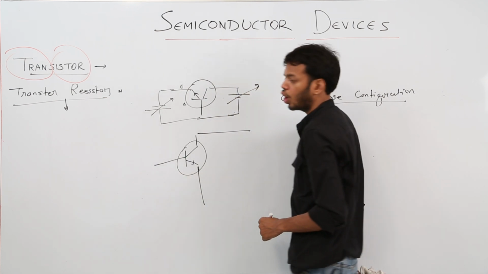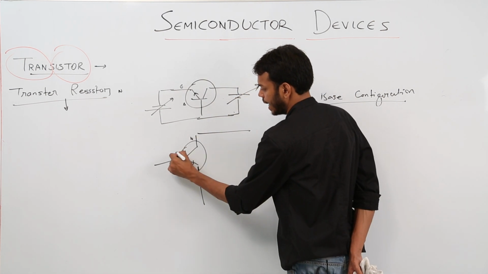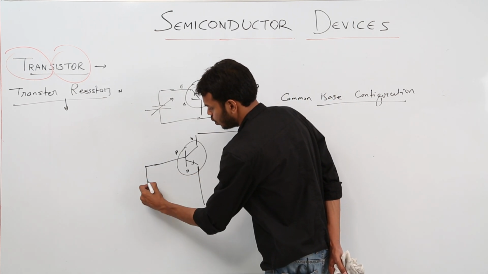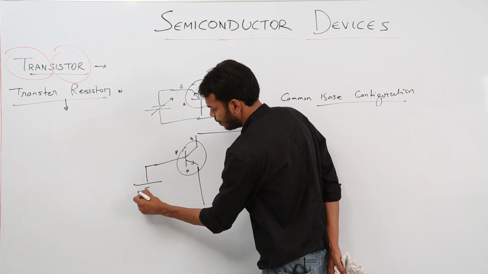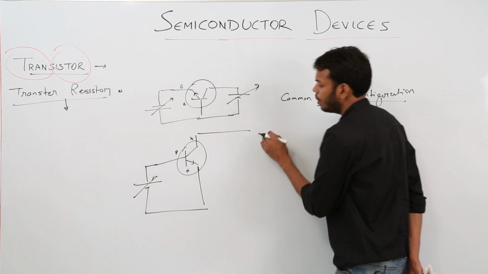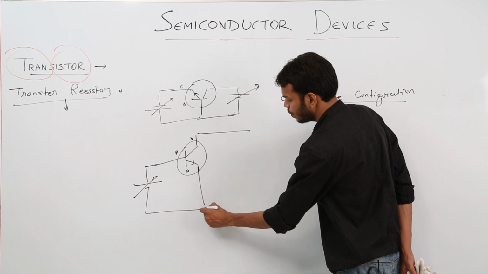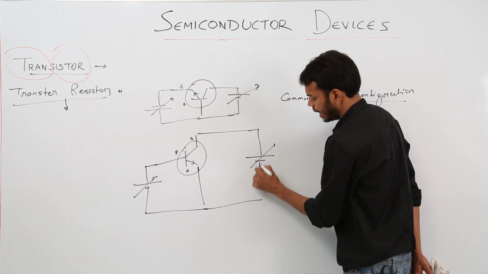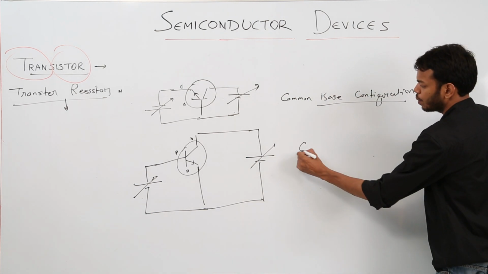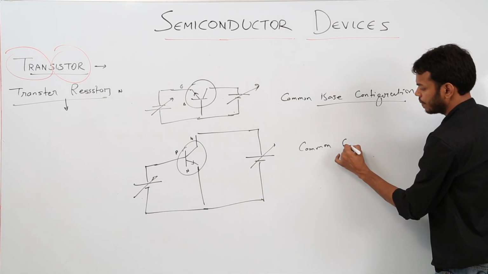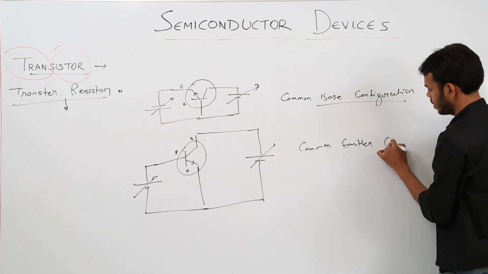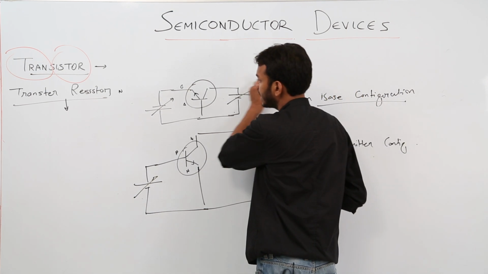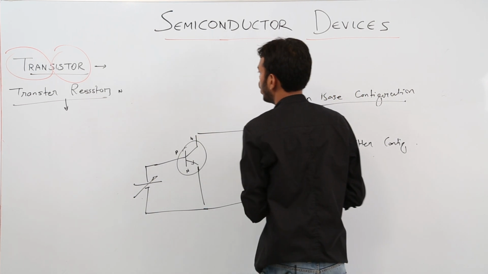Now we are talking about what? Again we are talking about NPN configuration, right? So positive will be connected to positive, negative will be connected to negative, with a variable voltage. Here both sides are negative, so you can make any combination, either positive or negative, it doesn't matter. And this is the configuration, what? This would be common emitter configuration.